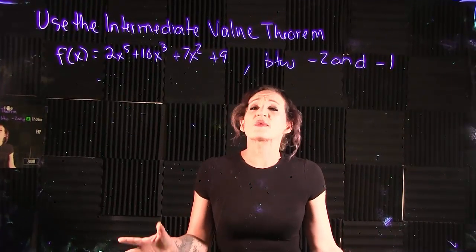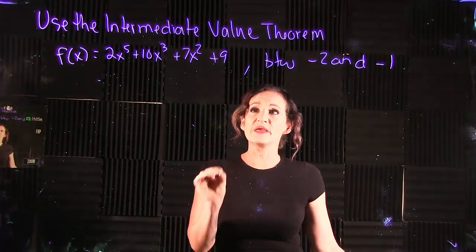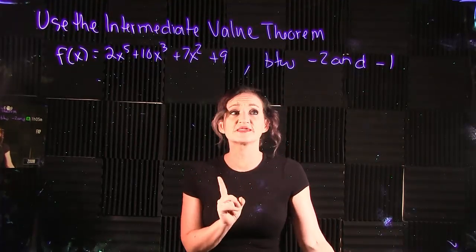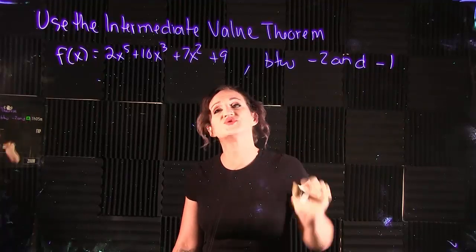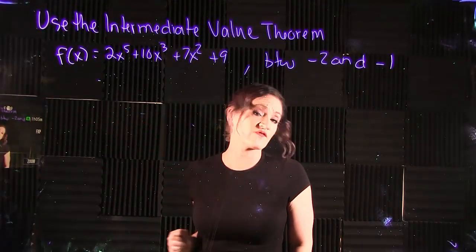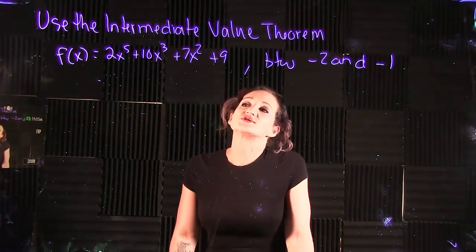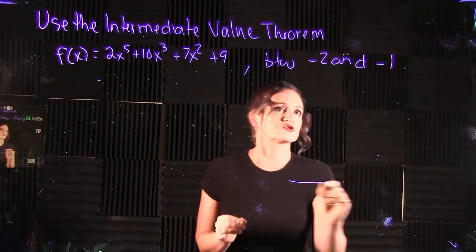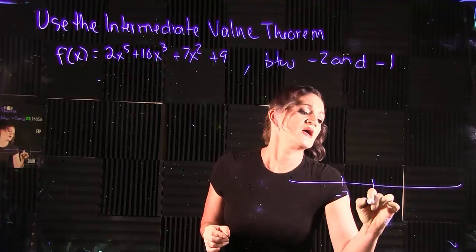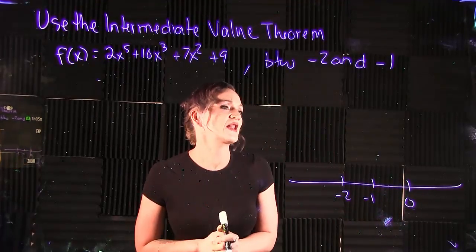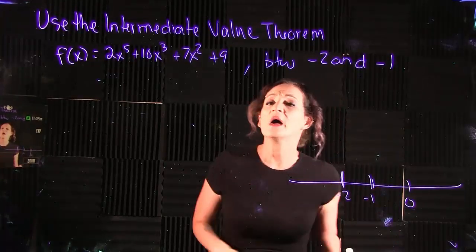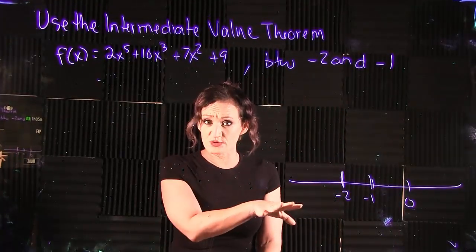For the following problem, we are going to use the intermediate value theorem to determine, does a 0 exist between -2 and -1 for the following function? All right, so sometimes we need to figure out, hey, do we have a 0 in this interval? So we're taking a look at our number line. This question is specifically asking us, we think we have a 0 between -2 and -1, but we want to know for sure, does a 0 exist there or not?